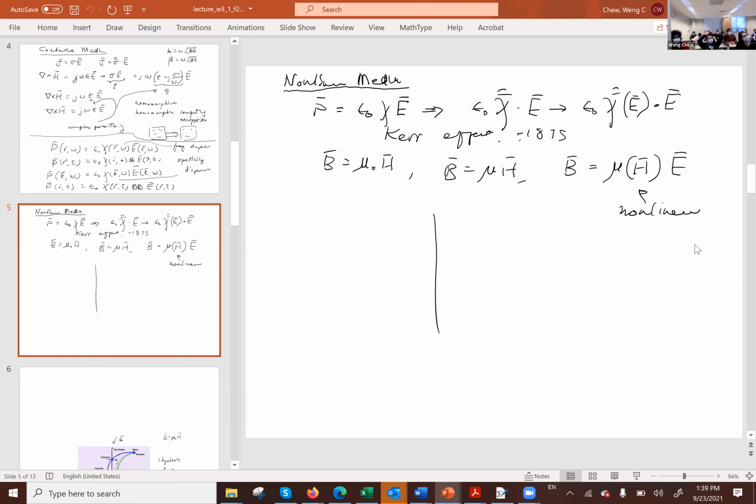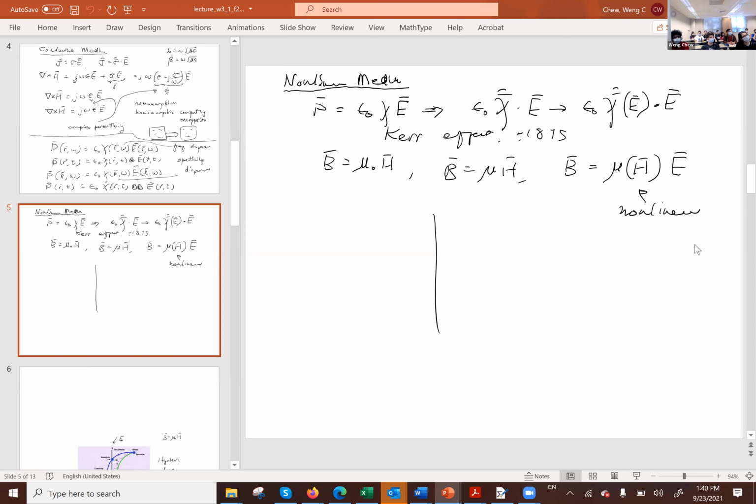Sometimes you have non-linear media. In the case of non-linear media, D is not linearly proportional to E. It will be proportional to E to a power that is dependent on E. And that happens in, for instance, optics. In optical media, there's something called the Kerr medium that was detected as early as 1875. And they found that it affects the propagation of optical light through the Kerr medium.